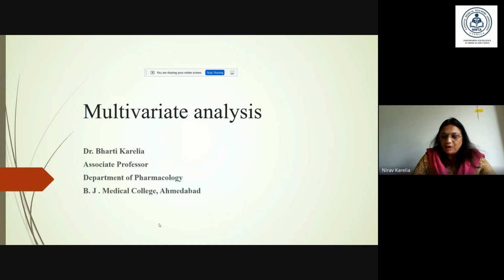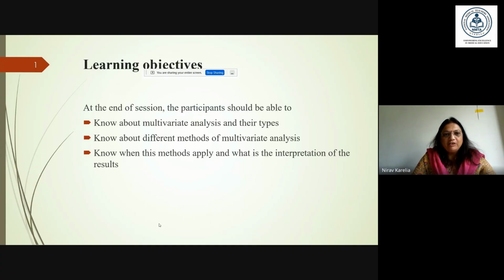First I will highlight the objectives. At the end of the session, all the participants should be able to know about multivariate analysis: what it is and what the different types are. Then, what the different methods under the umbrella of multivariate analysis are. We will discuss only two to three methods because it is a very vast subject. I will explain three methods with examples and the interpretation if you want to apply them. So this is the learning objective.